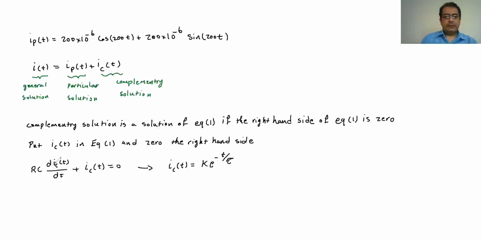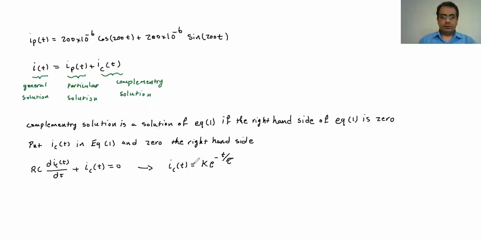And we can skip these steps. The complementary solution is always going to be like that. So we can skip all these steps and say, okay, we know the complementary solution is always like that. We don't need to write this step, it's just to know where it comes from. Otherwise, the complementary solution is always K e to the power of negative t over tau.